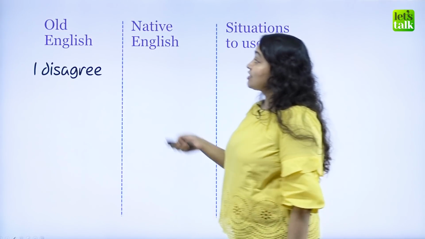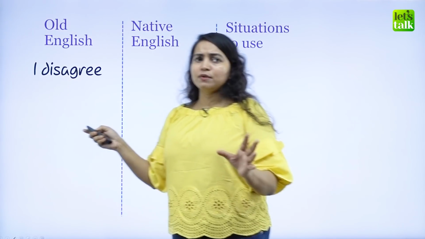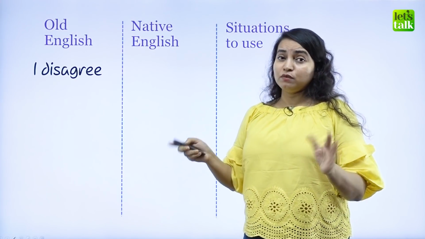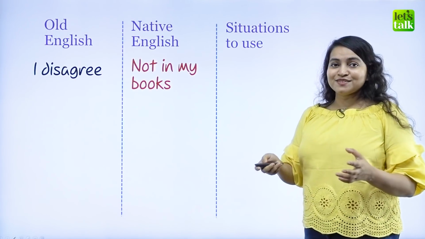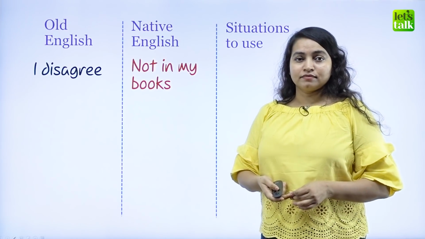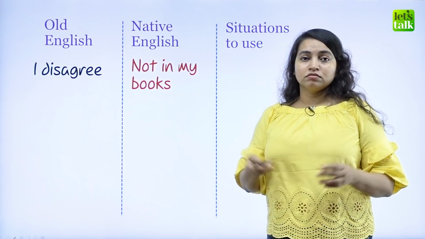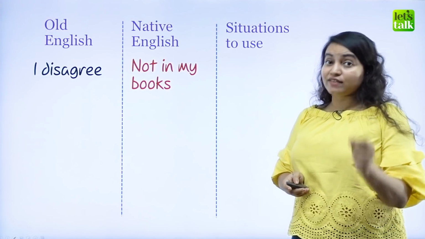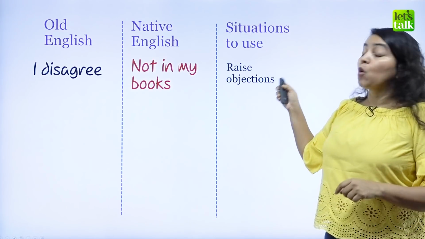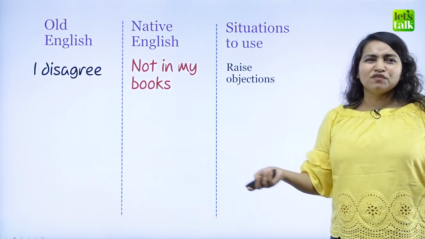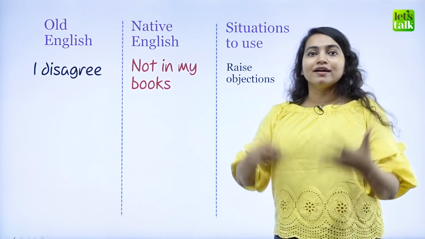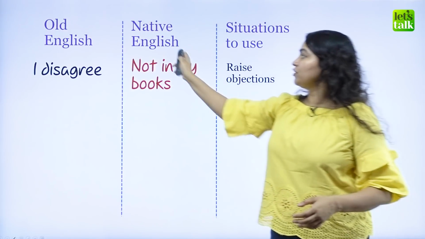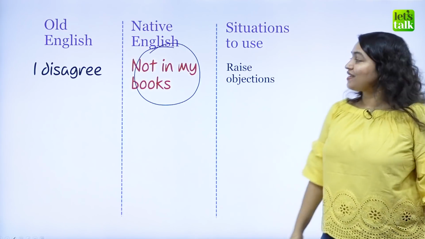All right then, let's look at the other phrase that we use, a very common one, I disagree. You and I don't agree on something, so you say I disagree, which is okay, but sometimes you can say, not in my books. Well, I think we should do this. Not in my books. You think it's not the right idea. It's not the correct thing to do. Now, when do we use it? When you want to raise an objection, right? Because a lot of times we don't necessarily have to buy into what somebody else is saying. Just because someone's saying something, you don't have to agree. So you can use this phrase instead.